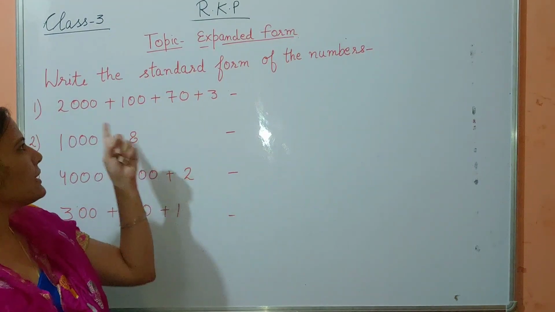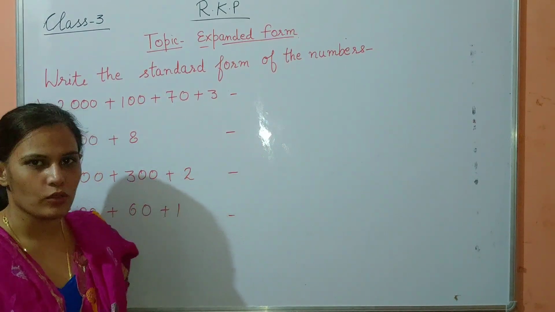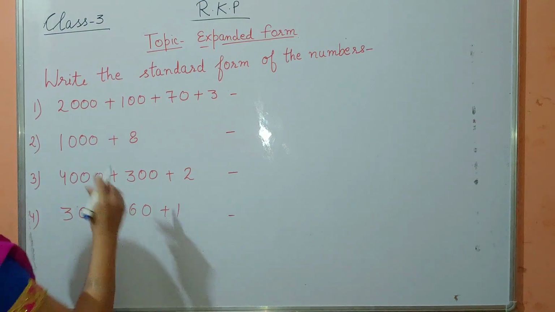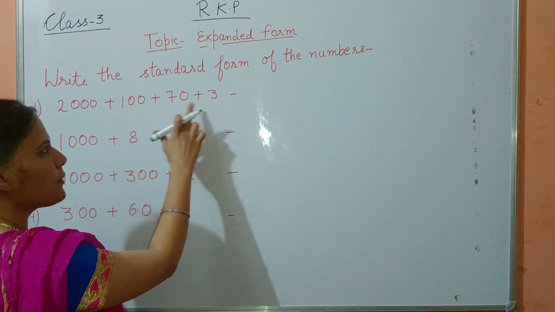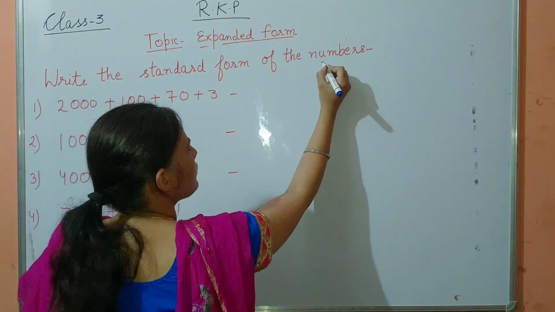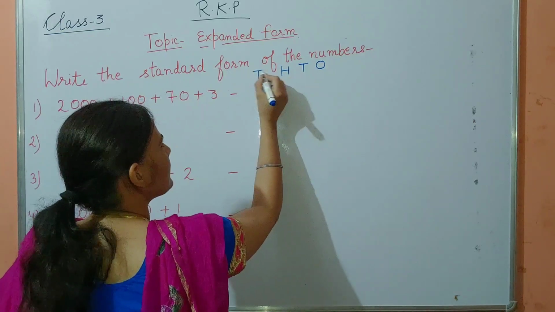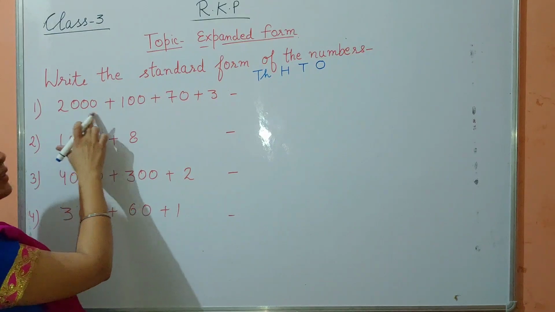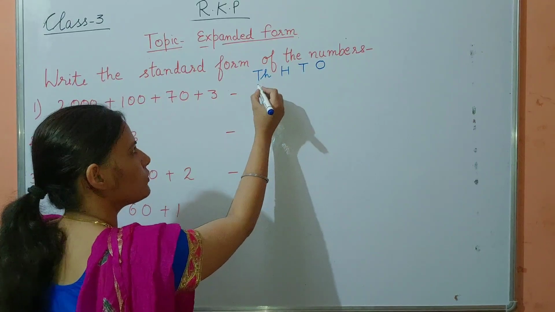Students, you have been given the expanded form and you have to write the standard form. So how do we write it? 2000 plus 100 plus 70 plus 3. First of all, write the place value chart here: ones, tens, 100 and 1000. Start from the 1000 place. 2000 means what digit will come here? 2.